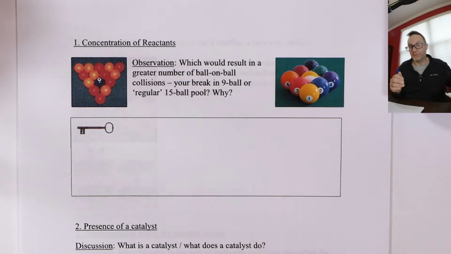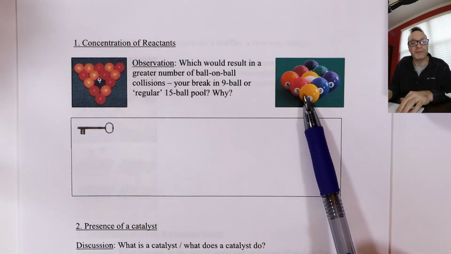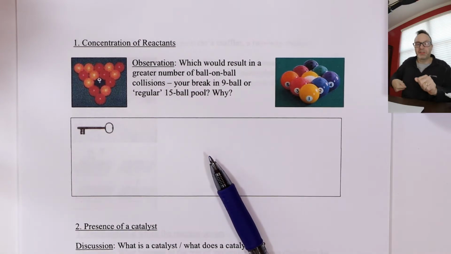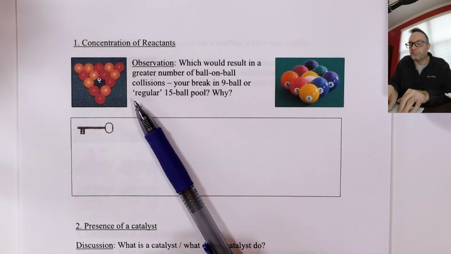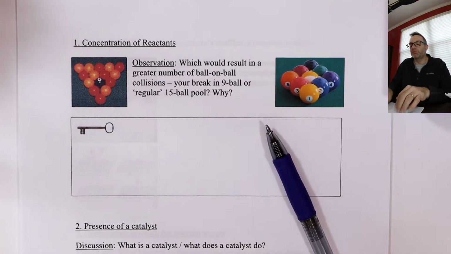Well, a nice way to think about this is to think about a game of pool. You can play 15-ball pool or 9-ball. So let's pretend you break off with the same kind of speed or energy in either game. Which break, a 15-ball or a 9-ball, would result in more ball-on-ball collisions? Think about the balls a bit like reactant molecules. The more often they bump together, the faster the reaction is, yeah?